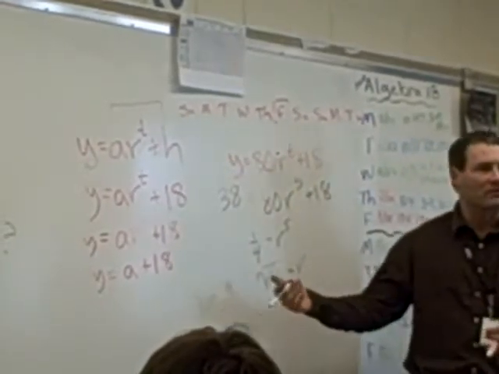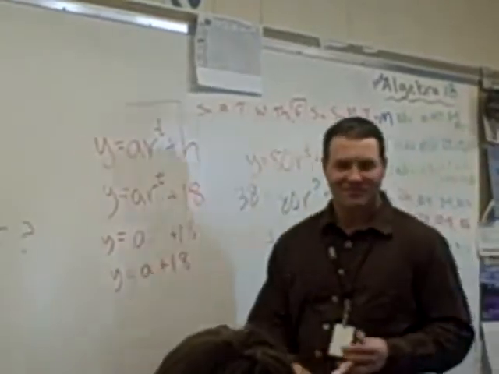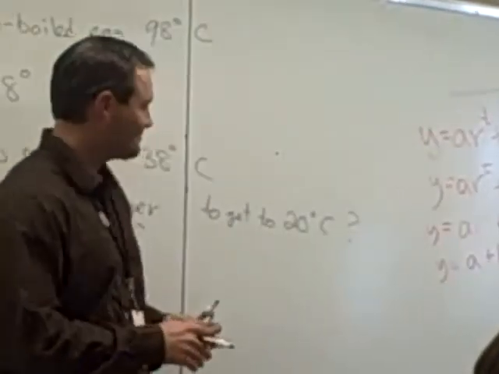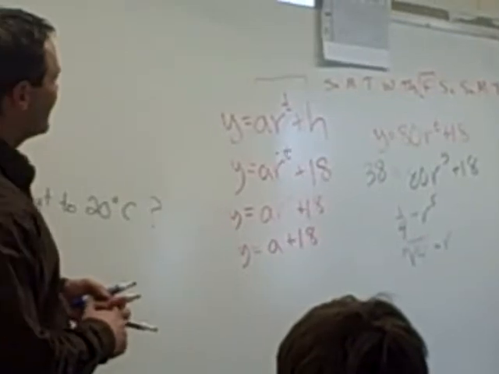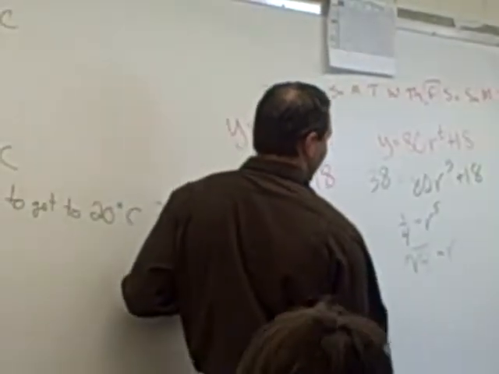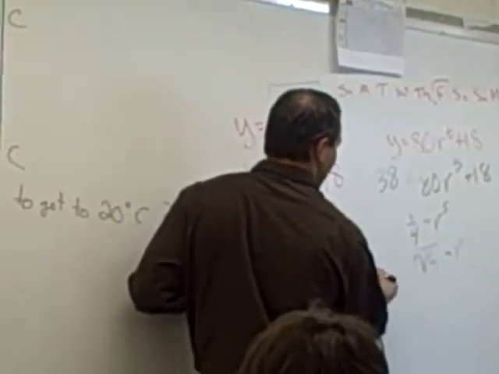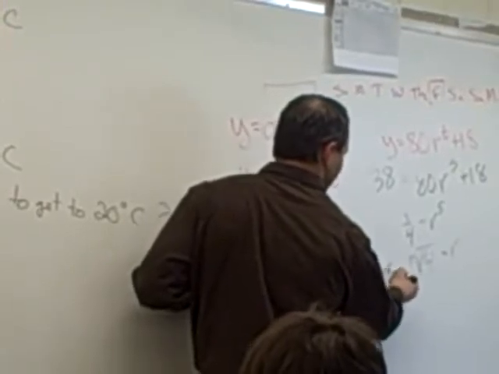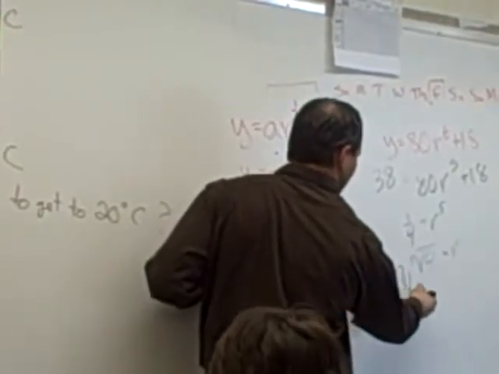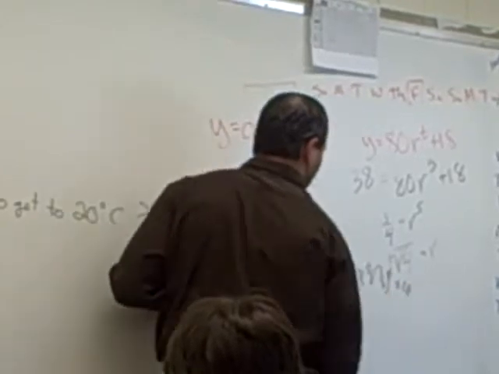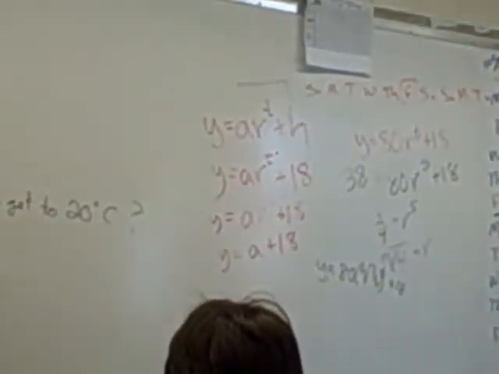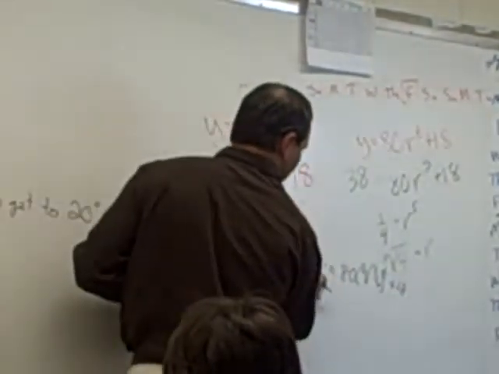Okay, do you want me to finish it? Sure. Yes. Really? Yeah. All right. So what do I have? Y equals 80 times the 5th root of 1/4 to the T plus 18. And we want to know when it is 20, so that's our temperature over here.